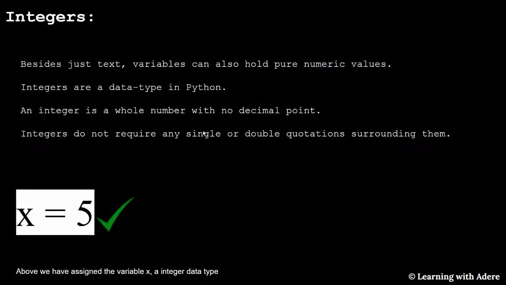So integers. Besides just text, variables can also hold pure numeric values. Integers are a data type in Python. An integer is just a whole number with no decimal point. Integers do not require single or double quotations surrounding them. So above, once again, we have assigned the variable x an integer data type. So just 5.